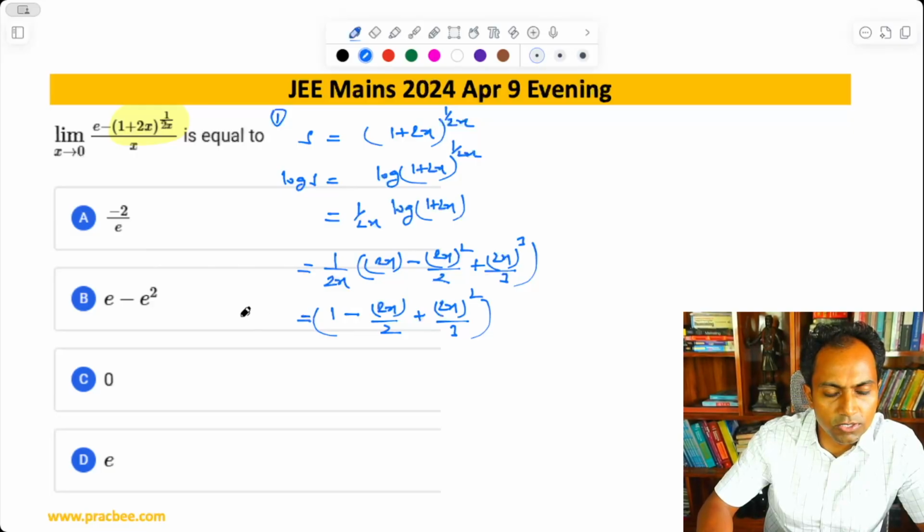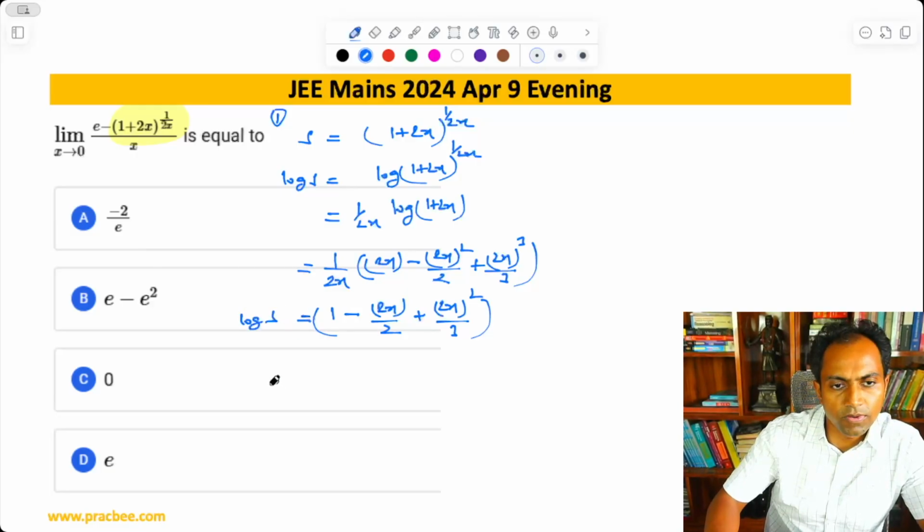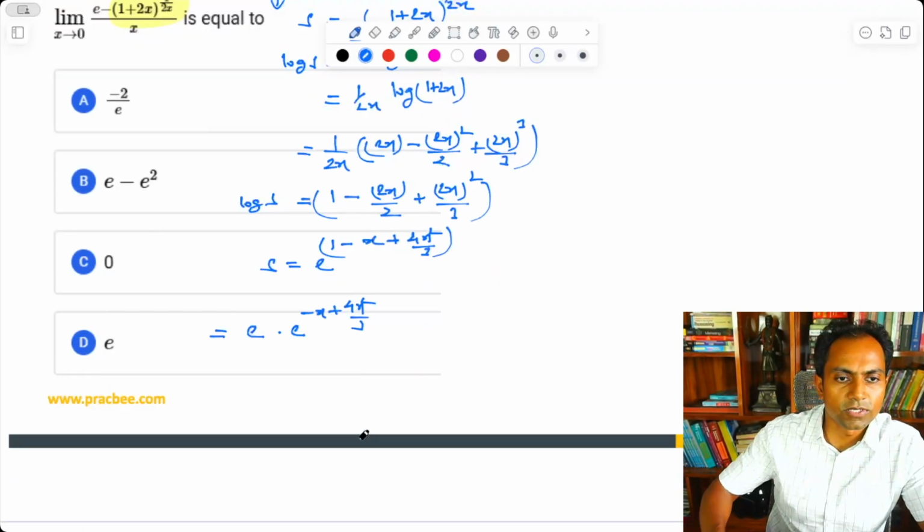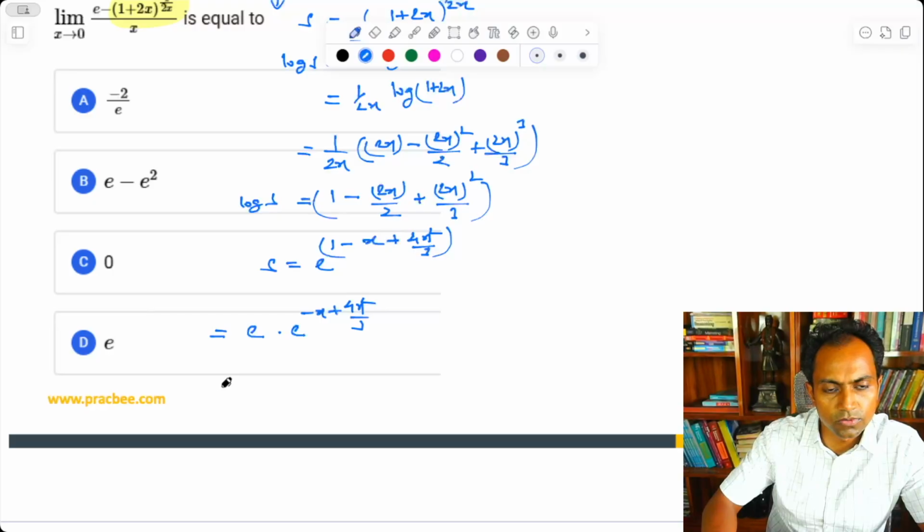Now we can see that this is for log of s. So if I want to get it for s, I will have to take it to the power of e. e raised to the power 1 minus x. After simplification, this will become plus 4x square by 3. This is e into e raised to the power minus x plus 4x square by 3. And now let us do the expansion. Let us see what we get. So you can see that since the highest power is x only, x square we do not need to consider. Even before doing that, I can write it like this.